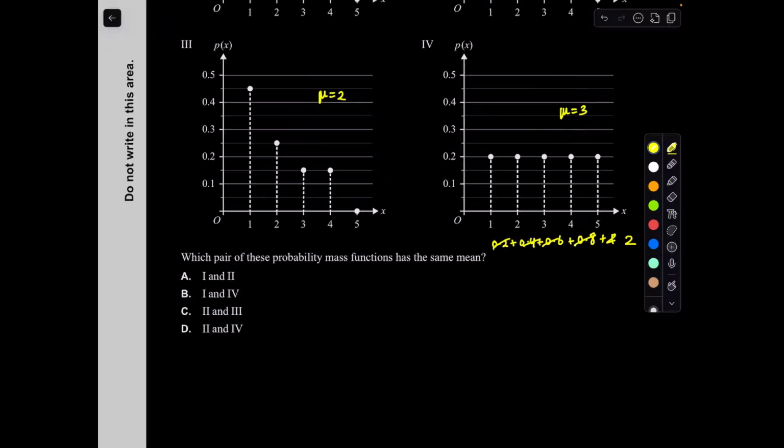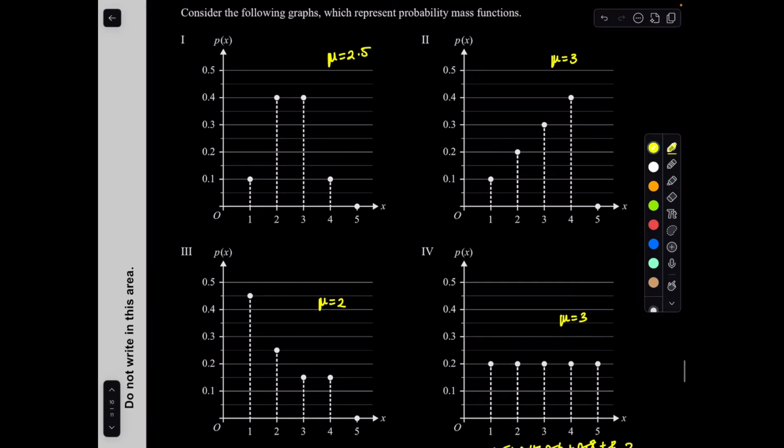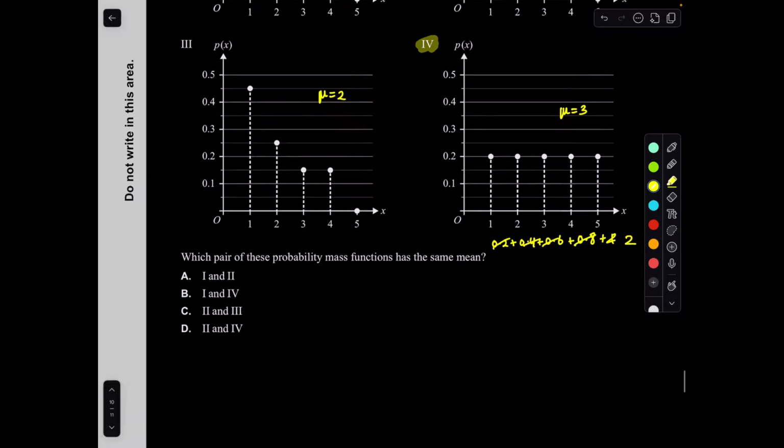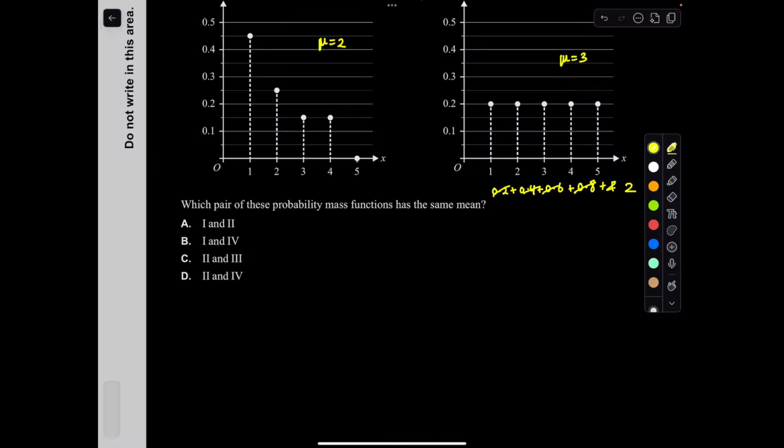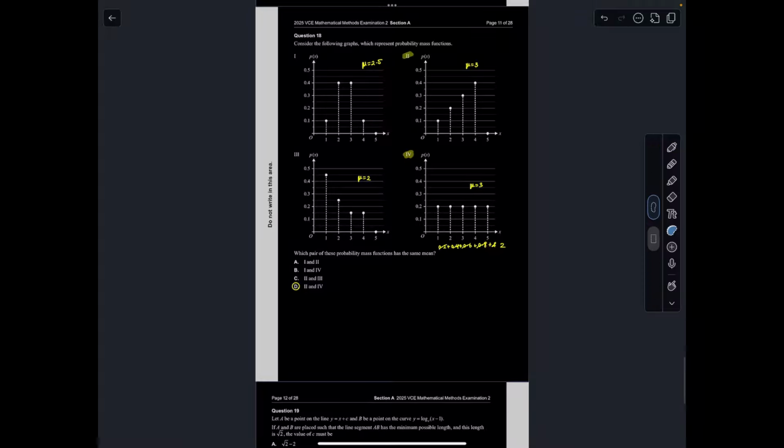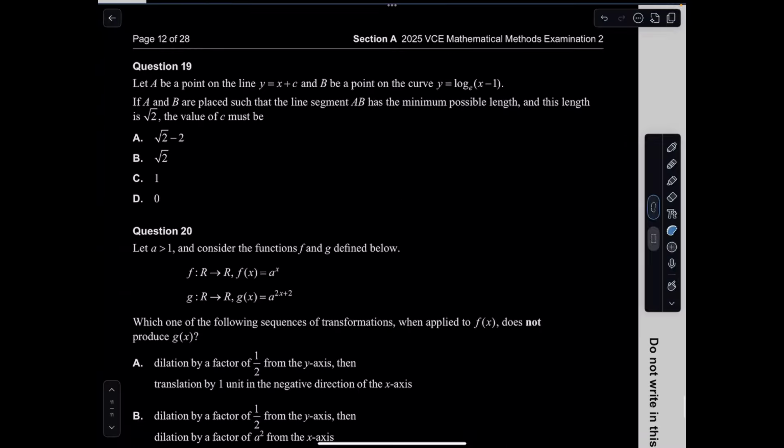Seems not too bad. And so the ones that have the same mean are both these two here, number 2 and number 4, which means 2 and 4. 2 and 4 is D, our answer. Not too bad, huh? This is a very nice question. Very, very easy question. Next question.